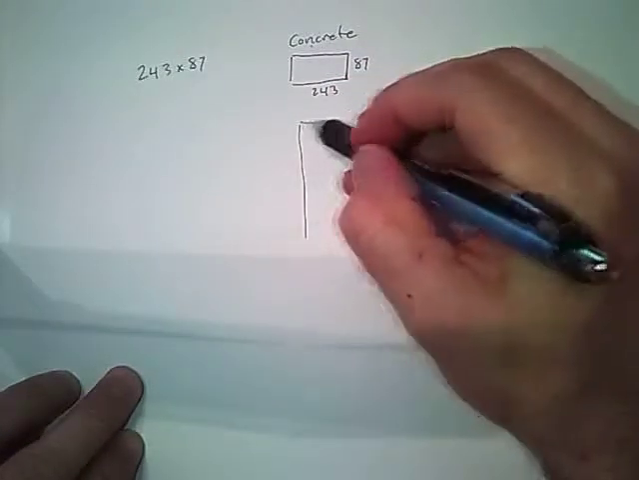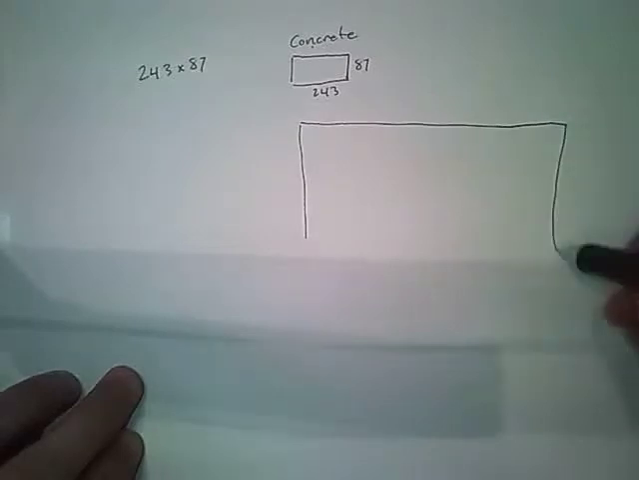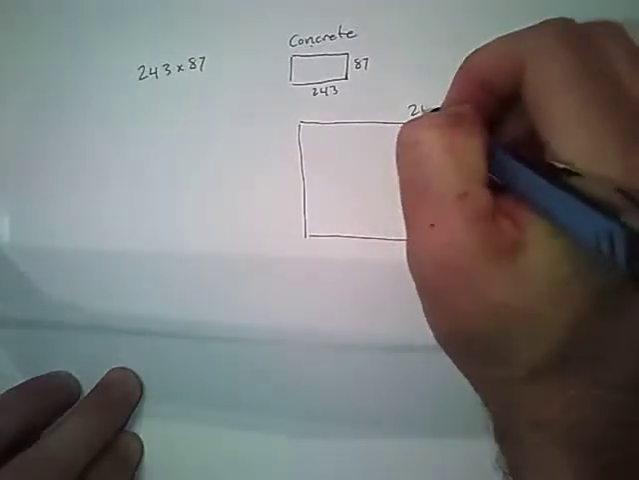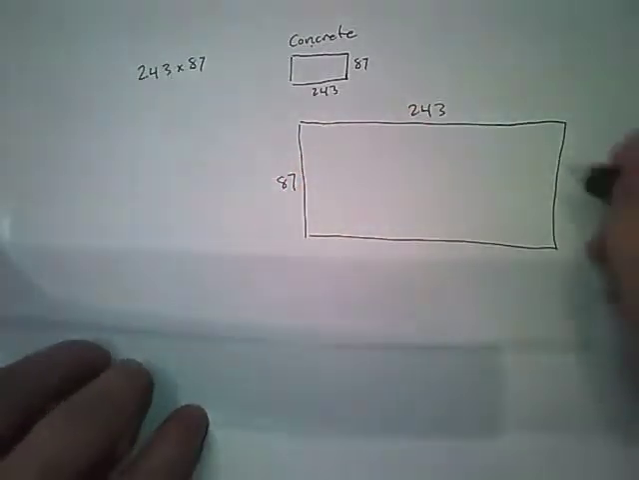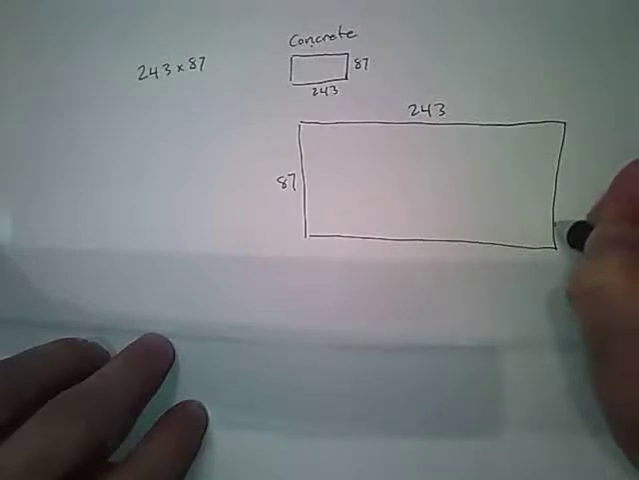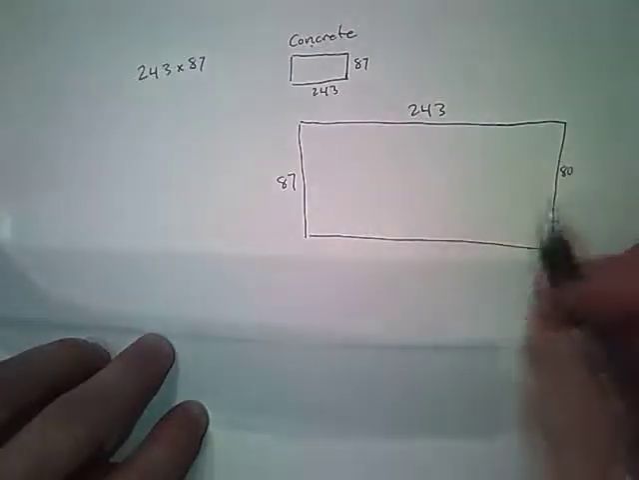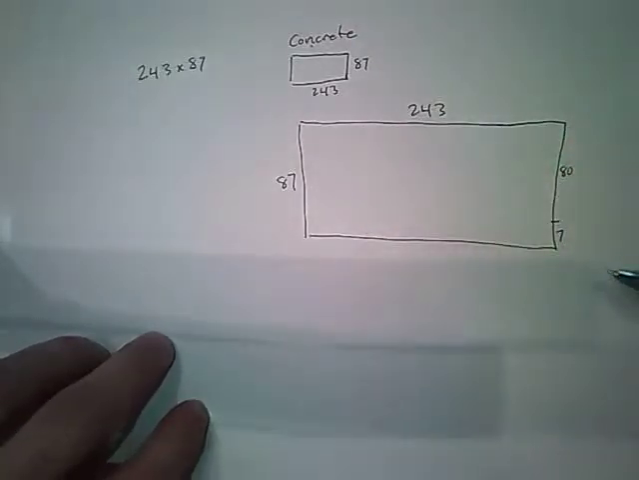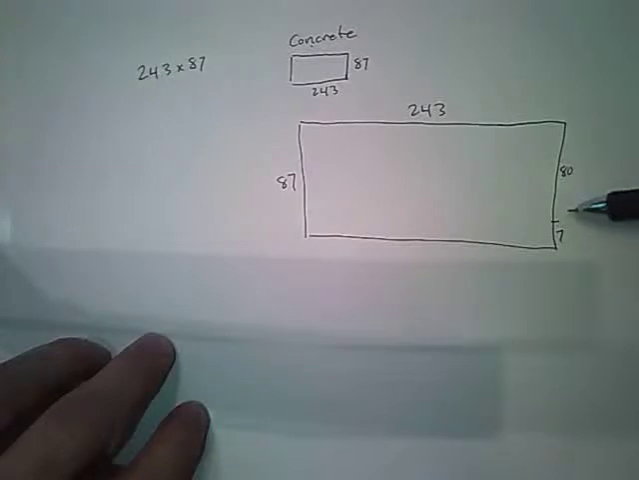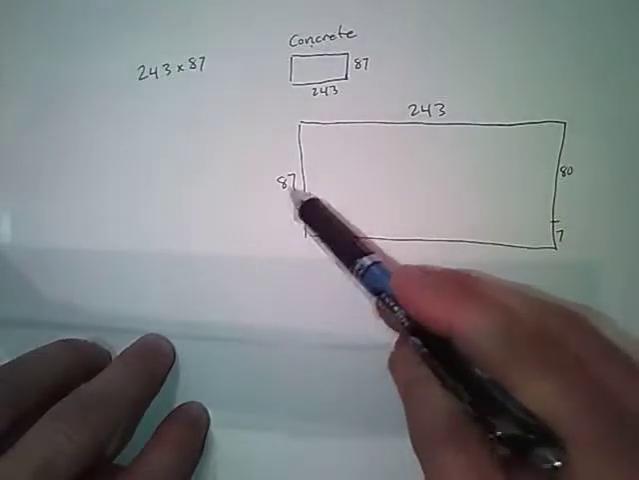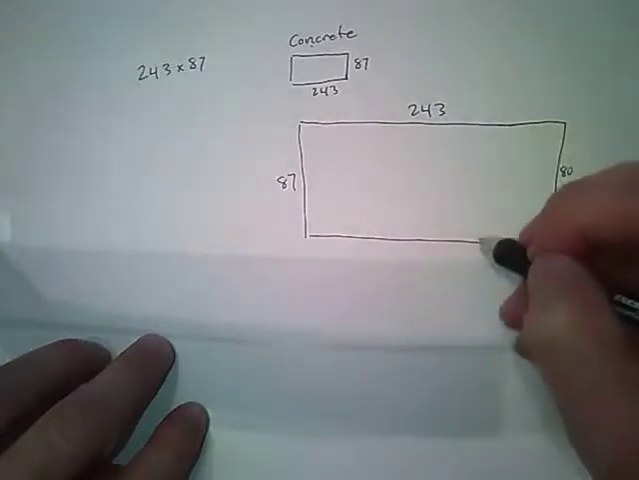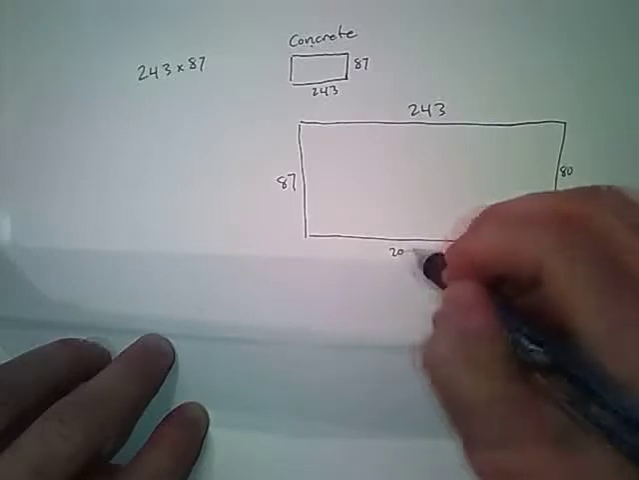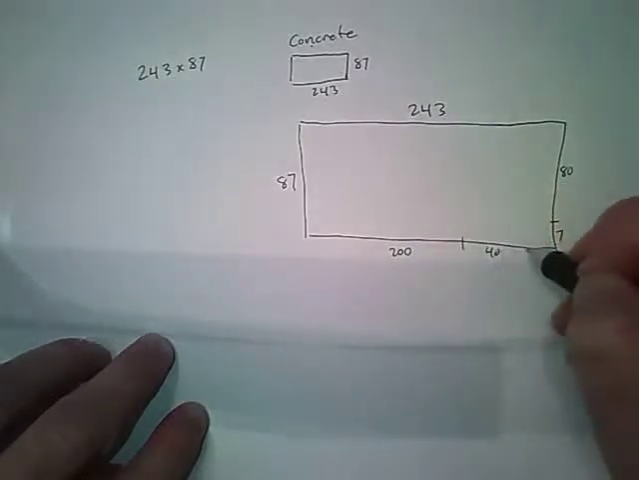So if the base is 243 and the height is 87, notice I can break this height up into 80 and 7, and the base I can break up too. I'm doing this not arbitrarily, but by place value. 87 is 80 plus 7. 243 is 200 plus 40 plus 3.